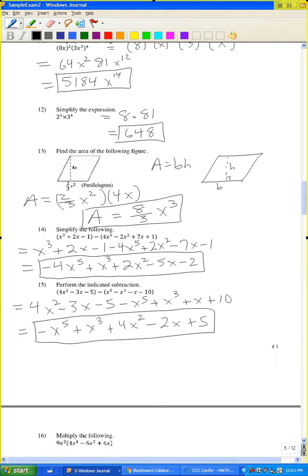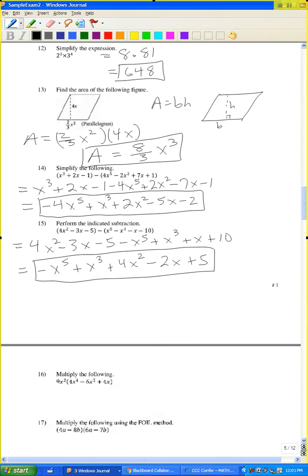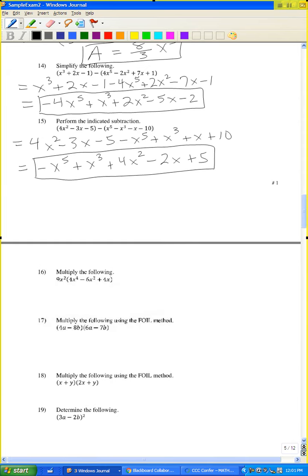Let me do problem number 16. Multiply the following. And so let's multiply this. 9x squared, 4x to the 4, 6x squared, 4x. So by distributive property, I have 36x to the 6, positive times negative, negative, 54x to the 4, plus 36x cubed.